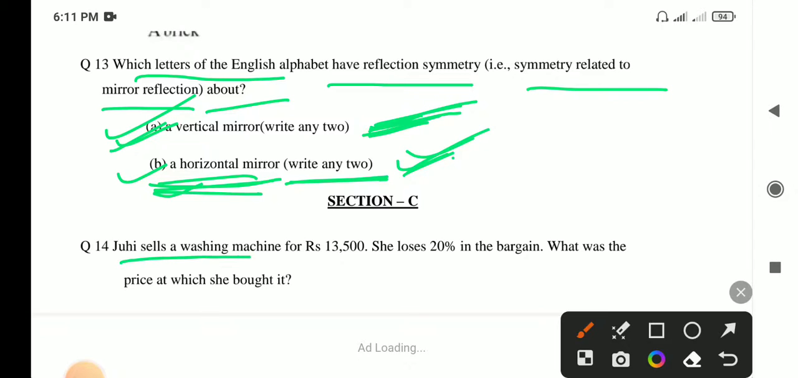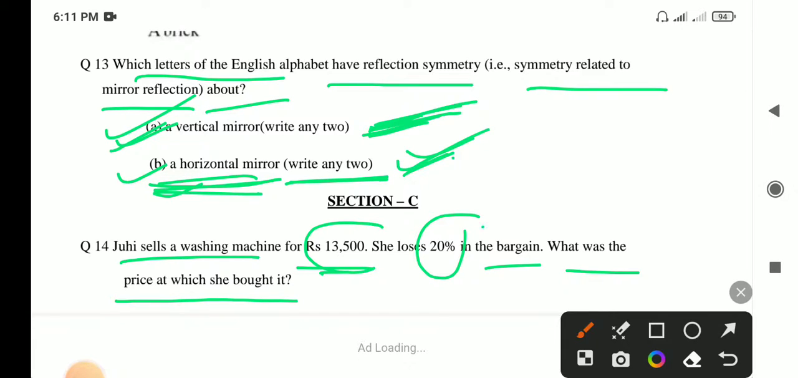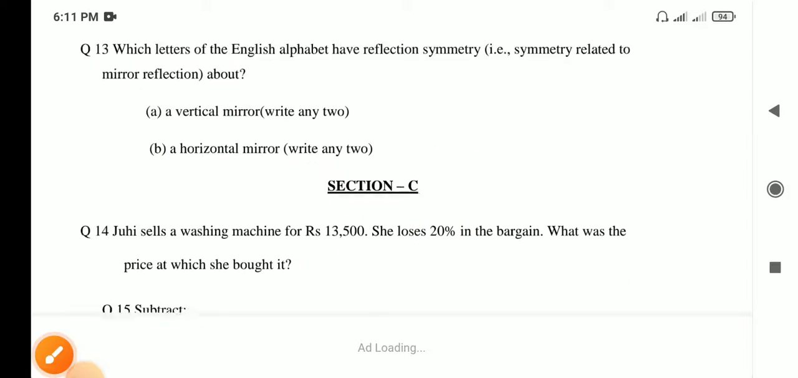Juhi sells a washing machine for rupees 13,500. She loses 20% in the bargain. What was the price at which she bought it? Yes, Juhi sells a machine for rupees 13,500. The selling price is given, loss percent is given, and what was the price at which she bought it? That is, you are required to find the CP of the machine. Now let's see the next question.